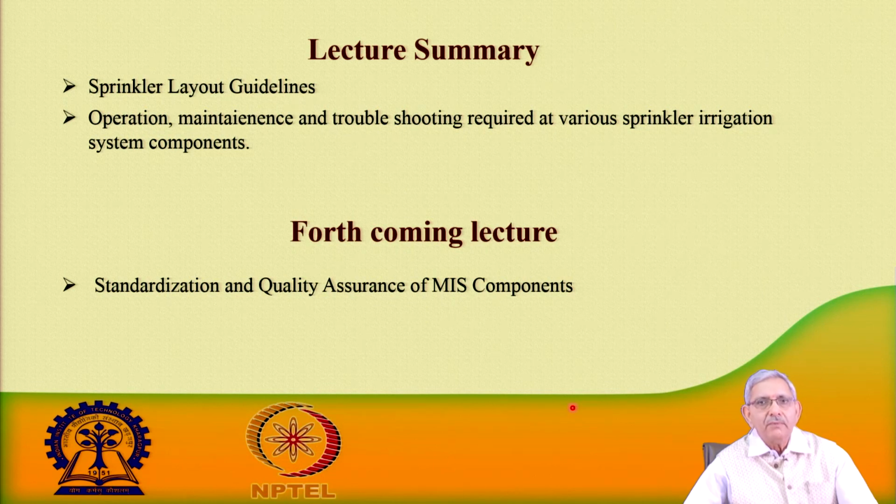So, in this lecture we discussed different types of layouts and their guidelines. We also discussed operational and maintenance guidelines. We discussed the troubleshooting required while we are operating the sprinkler system, and how to maintain the system. Now, in the coming class we will discuss standardization and quality assurance of micro irrigation system components.